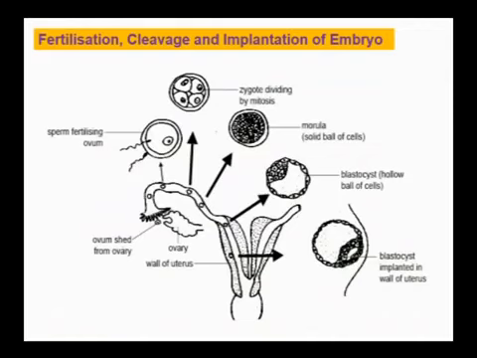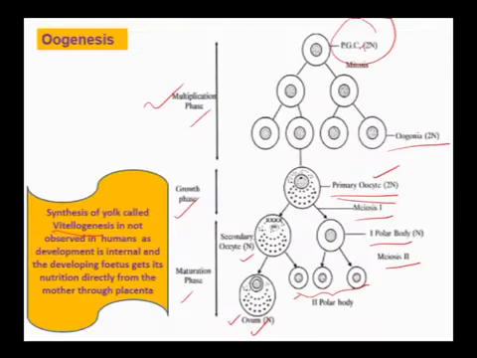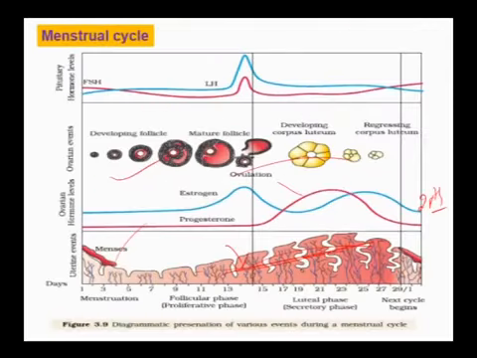Menstrual cycle in human female is of 28 days duration and can be studied under four main headings: menstruation phase, follicular or proliferative phase, then ovulatory phase, then luteal phase or secretory phase. The first phase of the menstrual cycle is the menstruation phase. It lasts for 1 to 5 days.